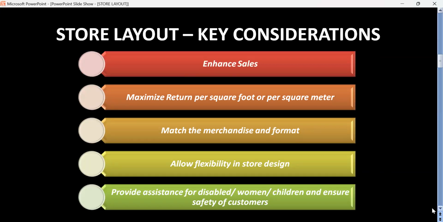It should maximize return per square foot or per square meter, because as I already said, whenever you are renting a store, it is always per square meter, per square foot. So whenever you are planning to design a store, the space management should maximize the return, so that for every inch of payment you are doing to your landlord, you are making a good profit out of it.